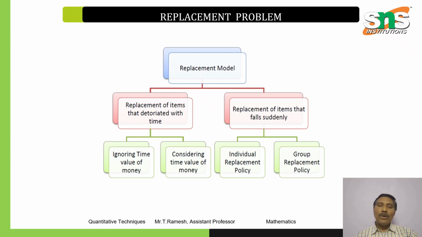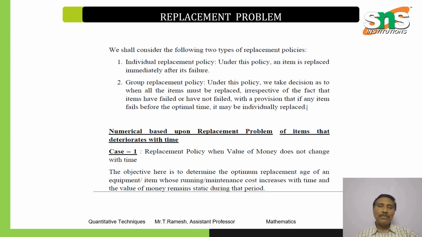In replacement, there are two kinds. One is replacement of items that deteriorate with time, ignoring the time value of money and considering the time value of money. The other is replacement of items that fail suddenly, which includes individual replacement and also group replacement. In this lecture series video, we are going to discuss problems based on the individual replacement policy. So we shall consider the following two types of replacement policies: one is the individual replacement policy and another is the group replacement policy.